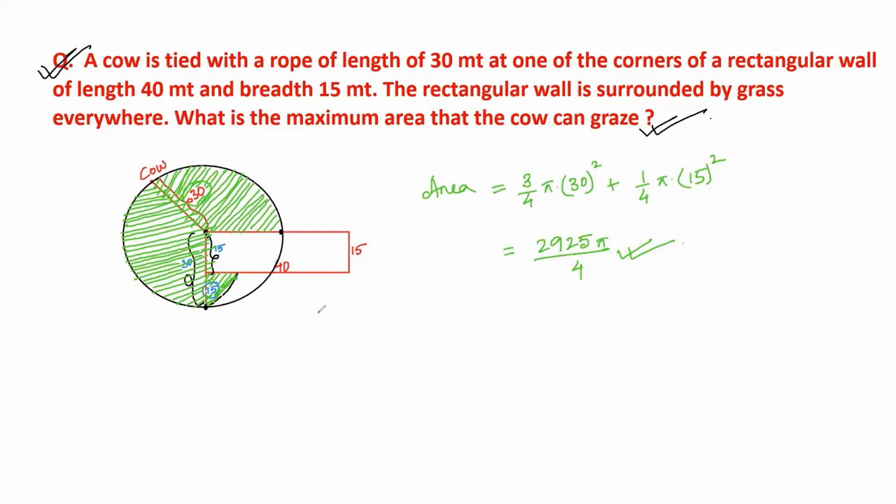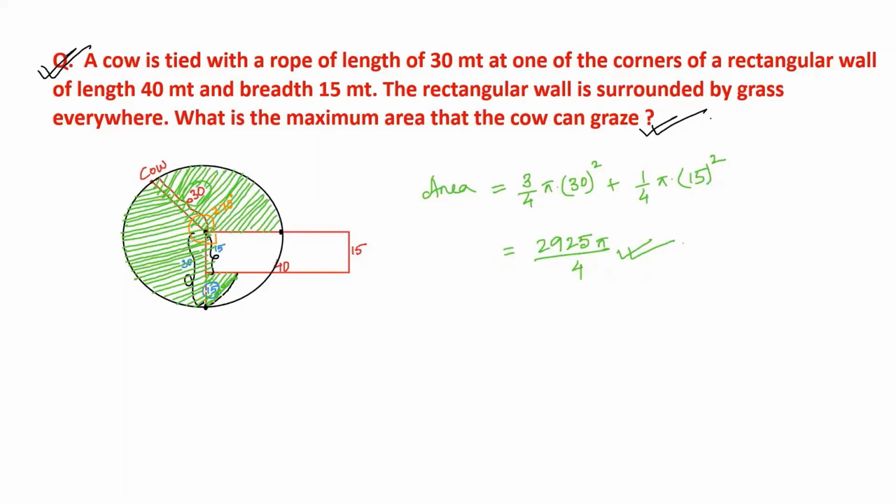Well, if some of you are wondering how we are getting this area as 3/4 of the area of the circle with radius 30 meters and this area as 1/4 of the area of the circle with radius 15 meters, then you can think in this way. Since this is a rectangular wall, so this angle would be 90 degree. So this remaining angle would be 360 minus 90, that is 270 degree.